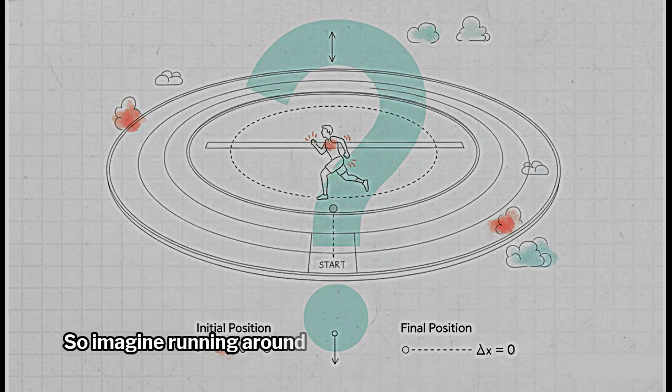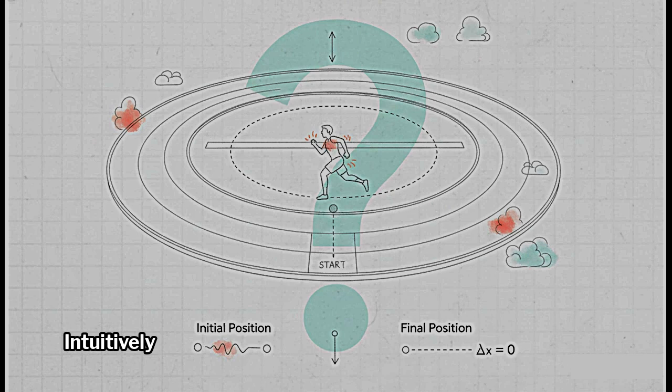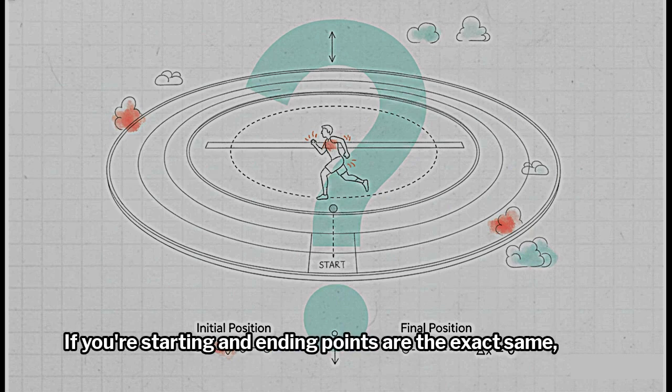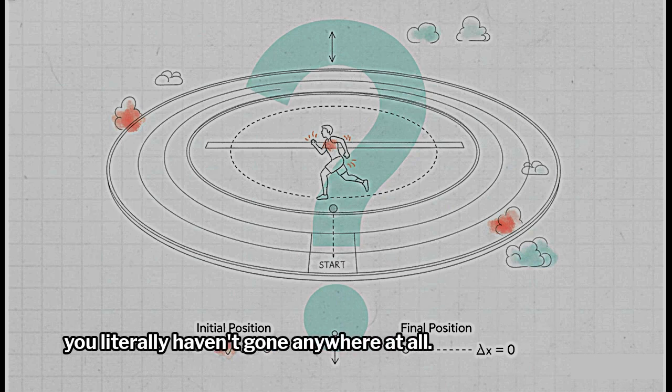So imagine running around a track until you are right back exactly where you started. Intuitively, you feel tired, your legs are burning, but physics? Well, physics sees your journey a bit differently. As far as displacement is concerned, if your starting and ending points are the exact same, you literally haven't gone anywhere at all. Your displacement is a big fat zero.